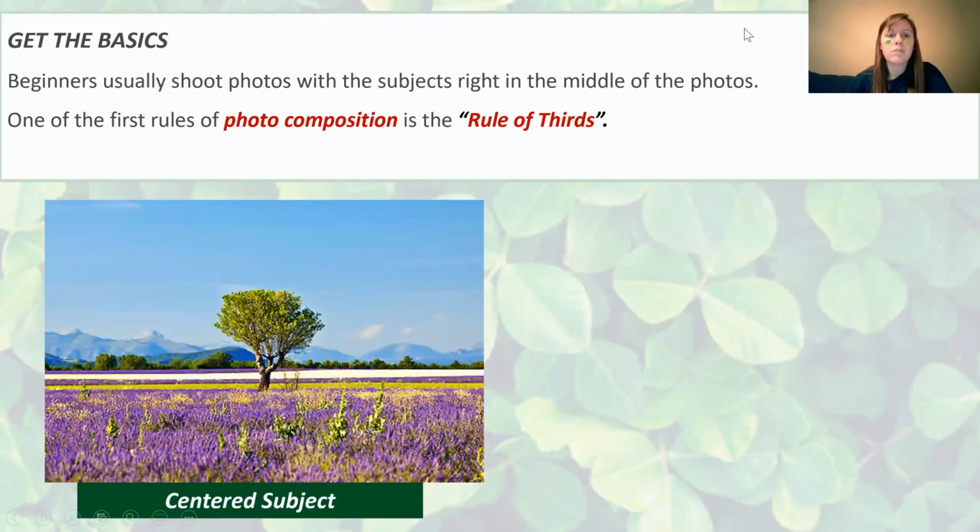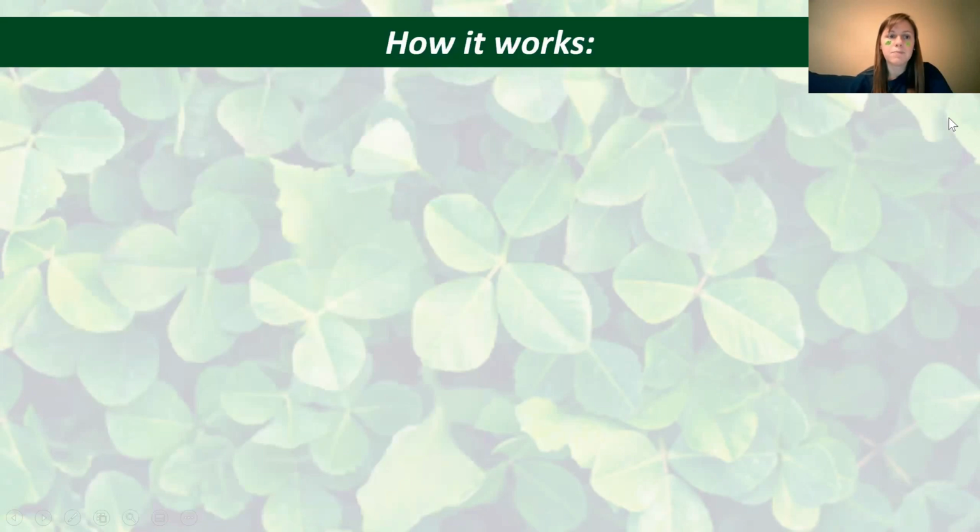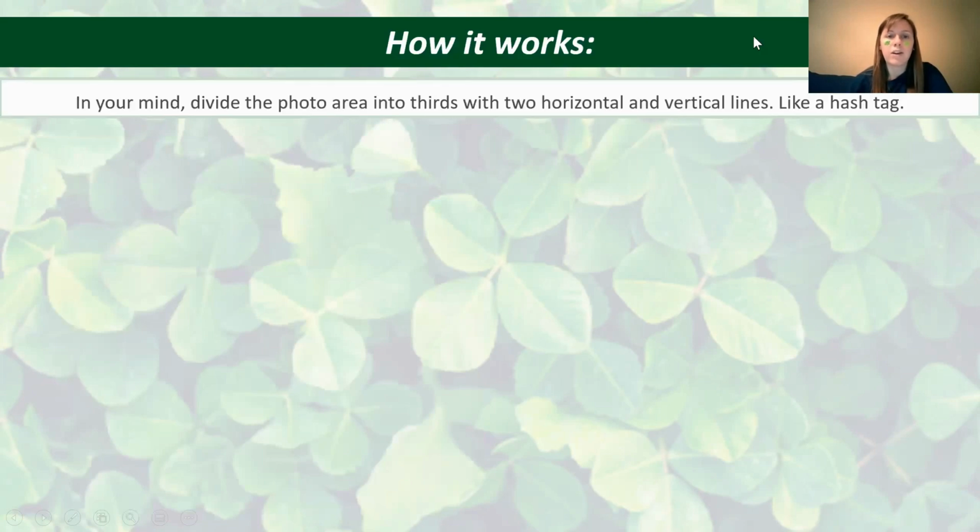One of the first rules of photo composition is the rule of thirds. Every great photographer knows this. Using this rule, the subject is not in the middle. You can see that the tree, the subject, is off to the side. How does this work? In your mind, you should divide the photo area into thirds with two horizontal and vertical lines, kind of like a hashtag.